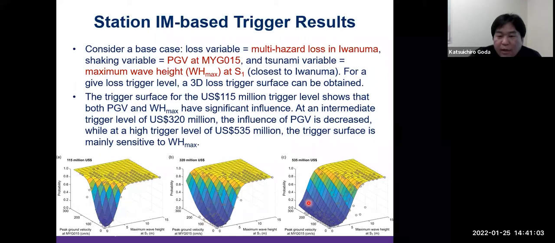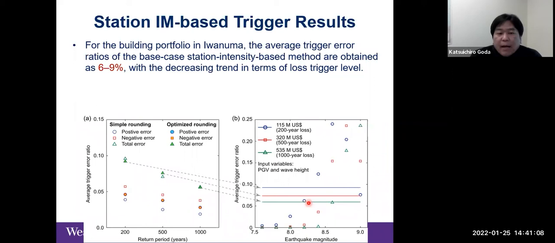Then I can check how the trigger errors are distributed. So I can evaluate the positive error and then the negative error, and I simply add them to define the total error. And then for the different loss levels, I can do this optimization, right?